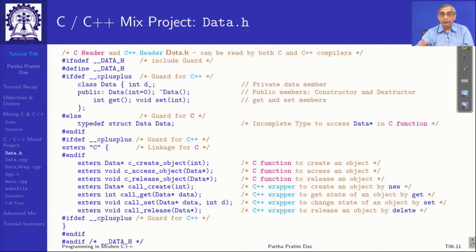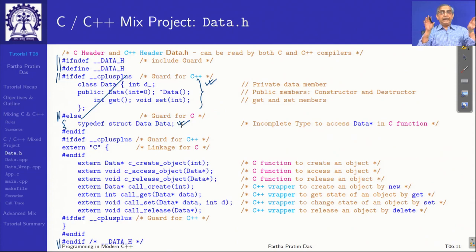So, with this let us look into the codes quickly. This is data.h, which I want to use in both C and C++. First, leaving out the include guard, I have a guard for the C++ part. So, only the C++ compiler will see this, which is the definition of the class data. The C part will not see this at all. Then, what else we have: this part only the C compiler will see, the C++ compiler will not see anything. So, the C++ compiler sees class data, and the C compiler sees this incomplete type.